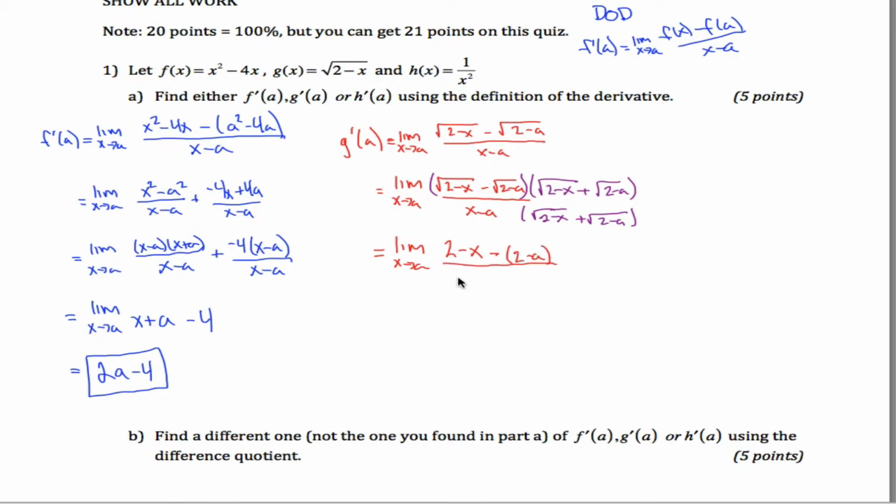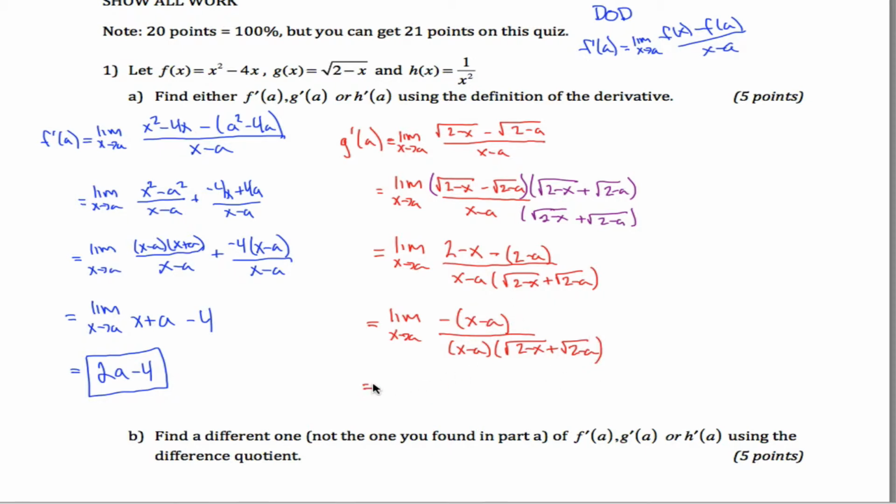And down on the bottom, I got x minus a times the square root of 2 minus x plus the square root of 2 minus a. So what happens here is up top, the 2 and the negative 2 cancel out, so I have negative x plus a, which if I factor out a negative 1, I get the negative of x minus a. And the reason I want to factor out the negative 1 is because it's the x minus a down in the bottom here that I want to cancel out. So now I have one up top to cancel it with.